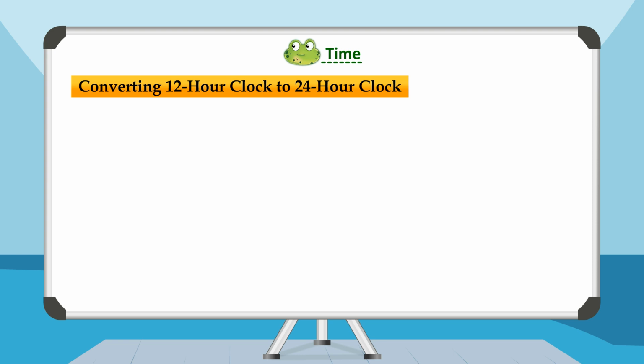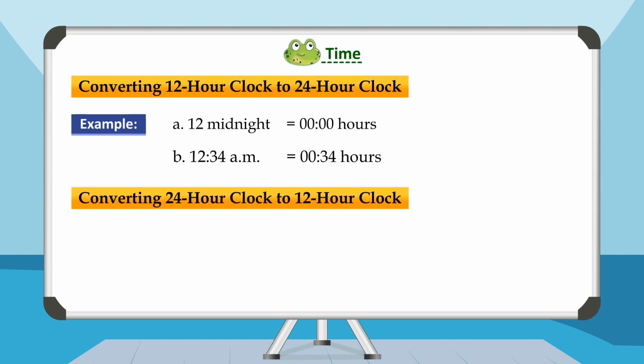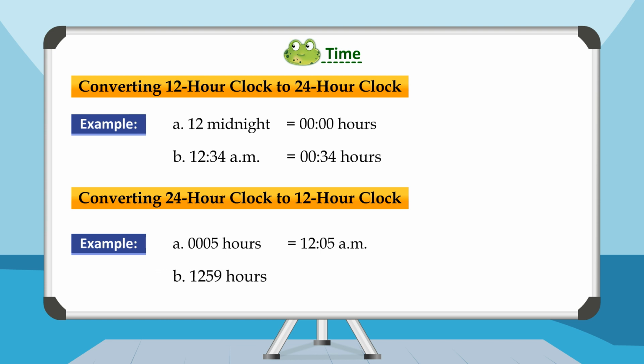Converting 12-hour clock to 24-hour clock. Examples: A. 12 midnight equals 00 hours. B. 12:34 AM equals 00:34 hours. Converting 24-hour clock to 12-hour clock. Examples: A. 00:05 hours equals 12:05 AM. B. 12:59 hours is equal to 12:59 PM.